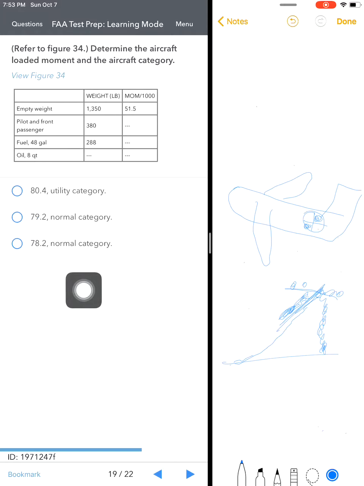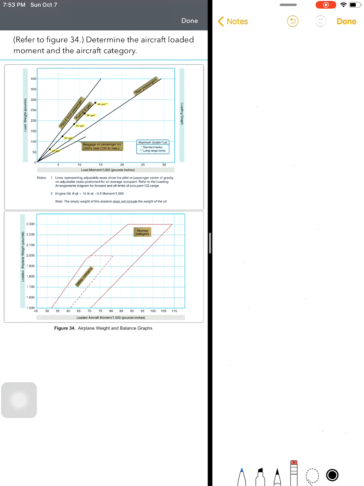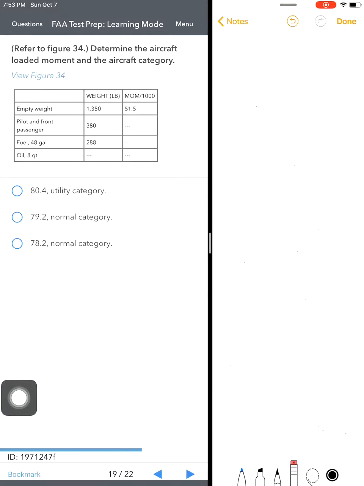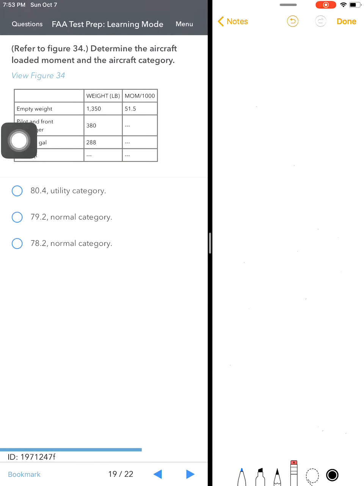Okay, this question here is very similar to the previous ones that we went through. Let's take a look at the figure. This one, I think we went through. Basically, for this question, you need to print these two graphs to be more accurate, because look at this: 78.2, 79.2, 80.4. So what you need to do is find your moments divided by thousands of each of these.